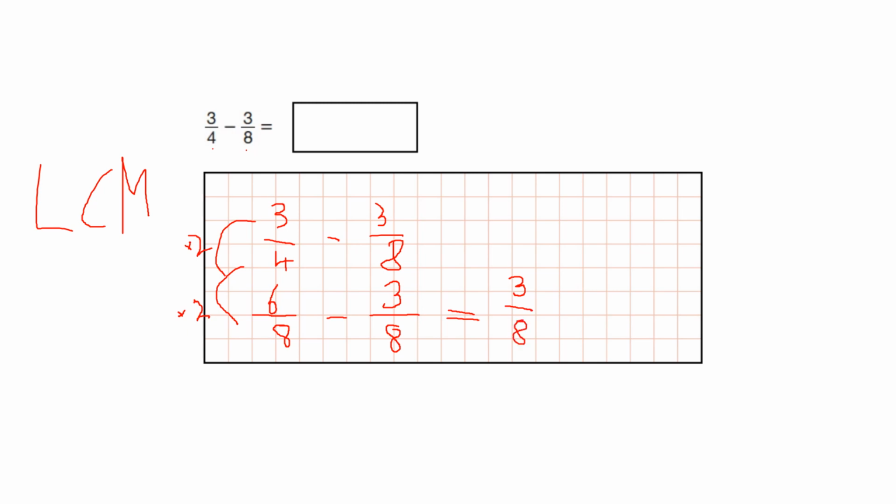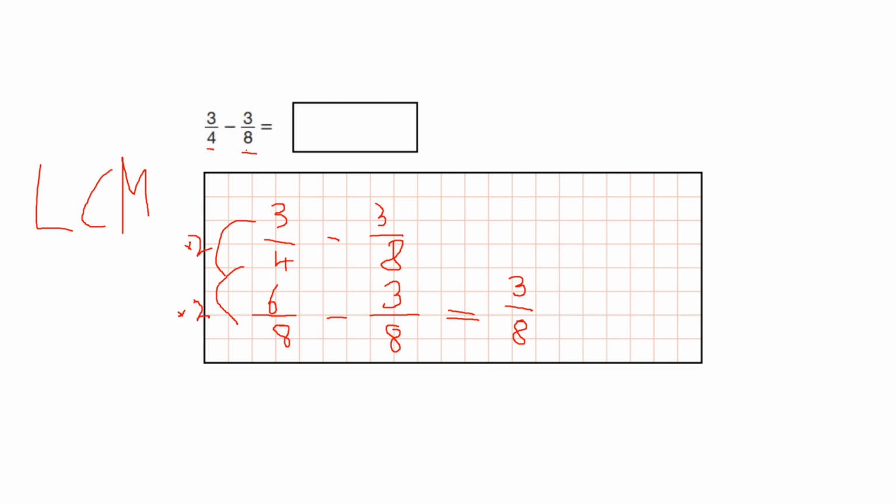Now we should know that 3 quarters is equivalent to 6 over 8. It means the same thing as long as you do the same thing to the bottom as you do the top. So we've times the 4 by 2 and the 3 by 2 to get our new denominator and our new numerator. Now this is a nice simple question because we should know our 4s and our 8 times table. And of course we're looking for the lowest common multiple.